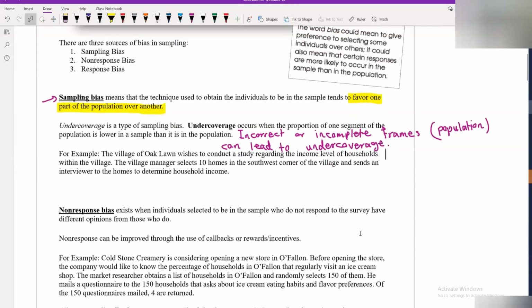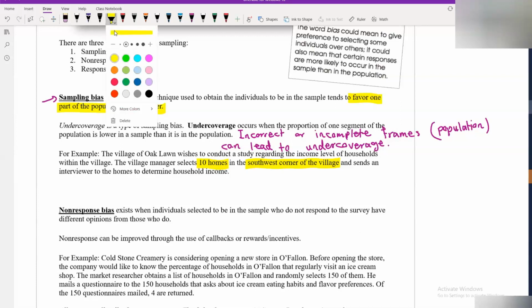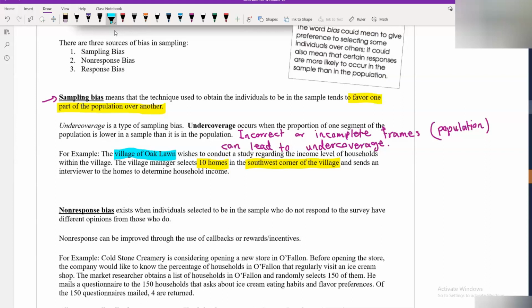Example, the village of Oak Lawn wishes to conduct a study regarding the income level of households within the village. Village manager selects 10 homes, and that is in southwest corner of village, and sends an interviewer to the homes to determine household income. But in the first line, I see that this is in the village of Oak Lawn.